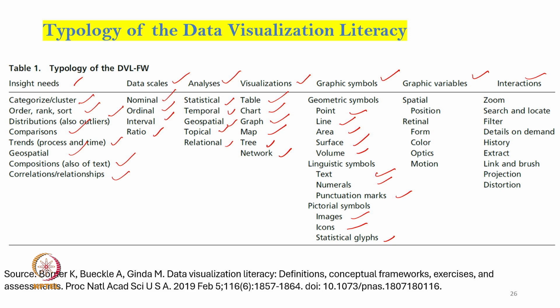And another literacy skill is the graphic variables. The graphic variables include the spatial, maybe the positions where you have, and the forms, colors, optics, and motions. And after you create that, the researcher should also have awareness about zoom and search and locate and filter, details on demand and history, extract and link, projection and distractions. These are the typologies the researcher should be aware of before creating the data visualizations.